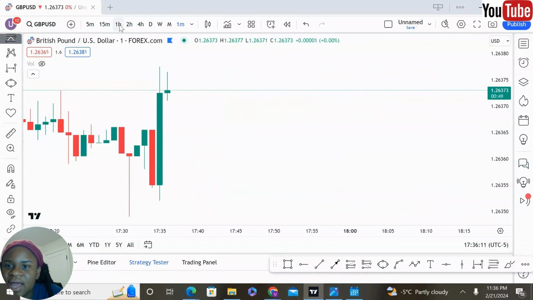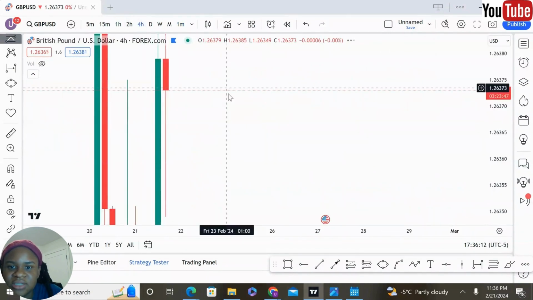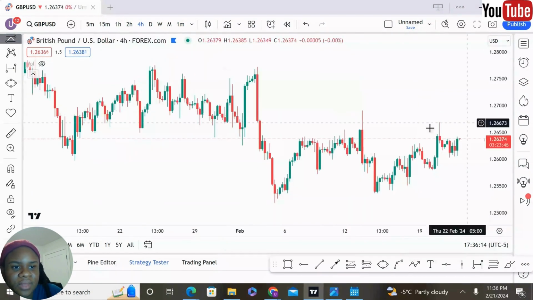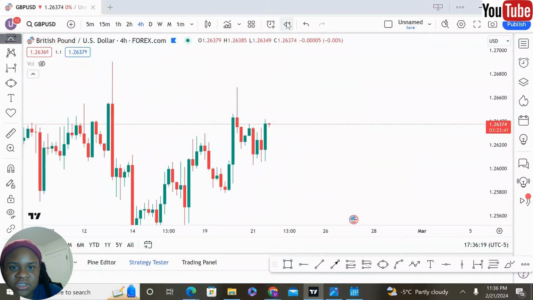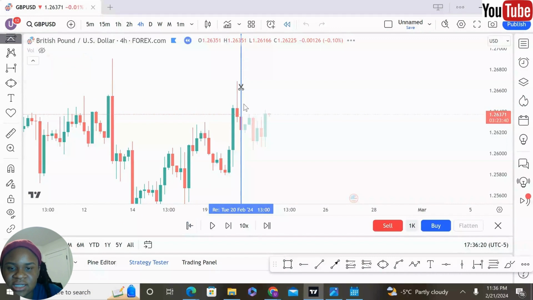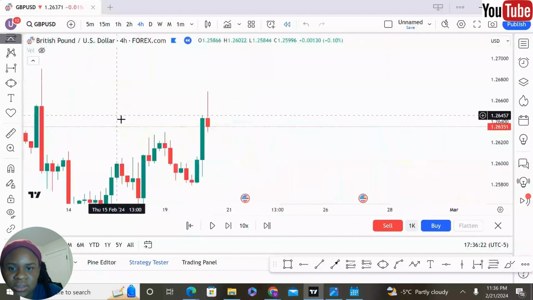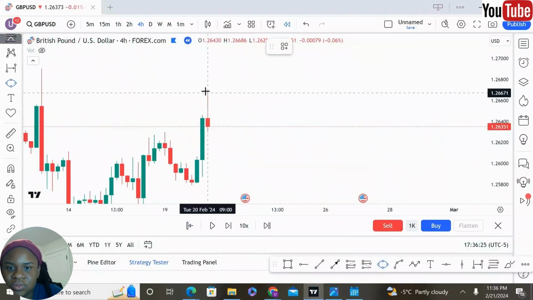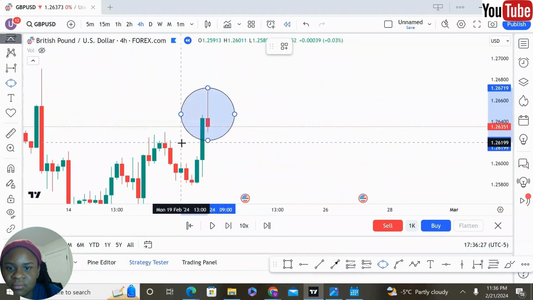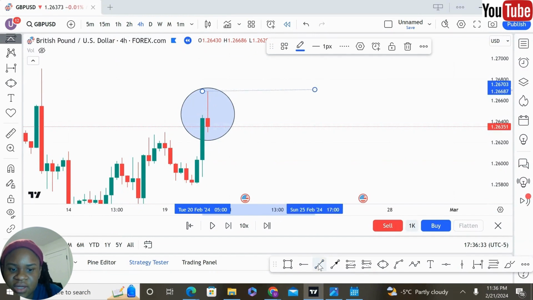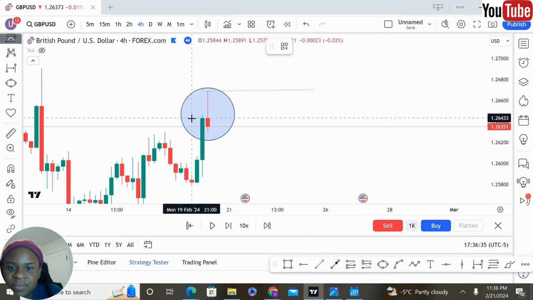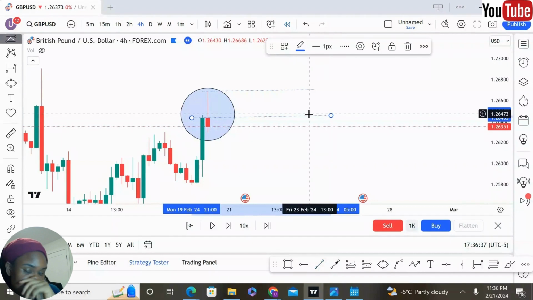Now, on a higher time frame, let's assume a 4-hour time frame, I want to pick this candle as an example. Market created what? Market created the high. Don't forget the bearish momentum of the candle. Then created what? Price closed here.